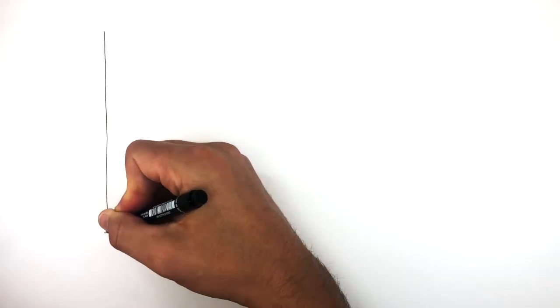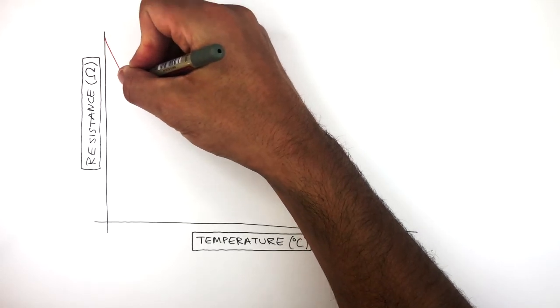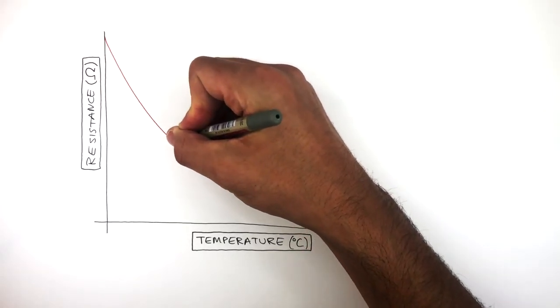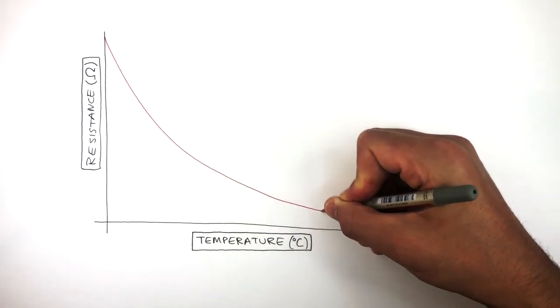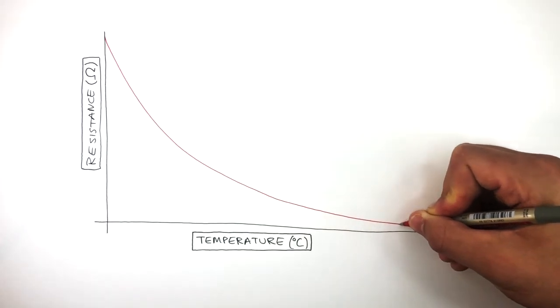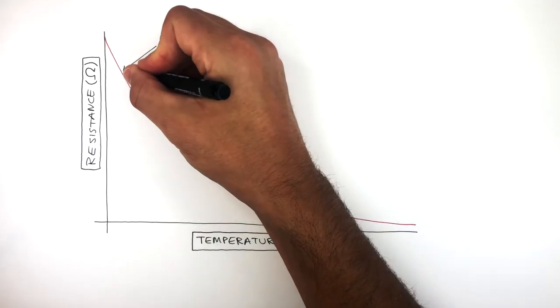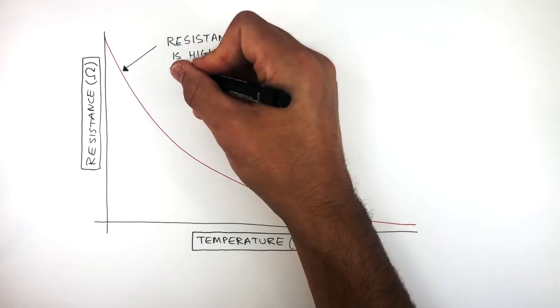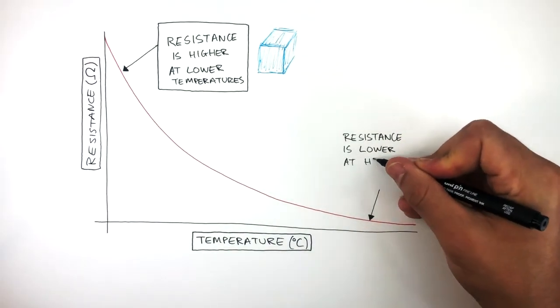Another way of understanding how a thermistor works is by looking at a graph when temperature is on the x-axis and resistance this time is on the y-axis. So when the temperature is low, the resistance is high, and as the temperature keeps on increasing, the resistance decreases. As the temperature becomes high, the resistance is then low. So this graph shows, very simply, how resistance is higher at lower temperatures, and resistance is lower at higher temperatures.